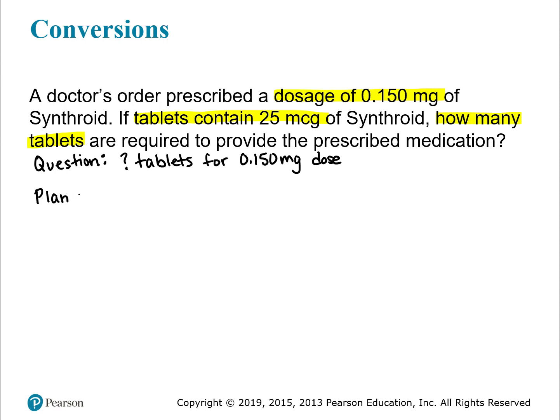So let's write a plan for this. This is another thing where we have to do 2 steps. We have a dosage in milligrams, but the tablets are in micrograms. Those 2 units are not the same. So we need to make one into the other.